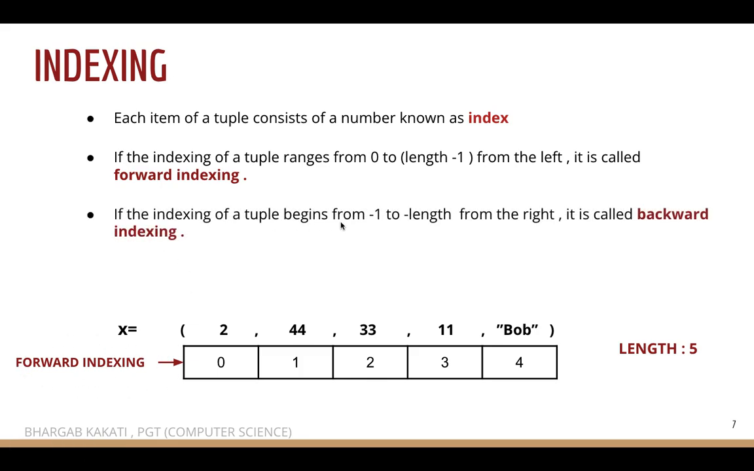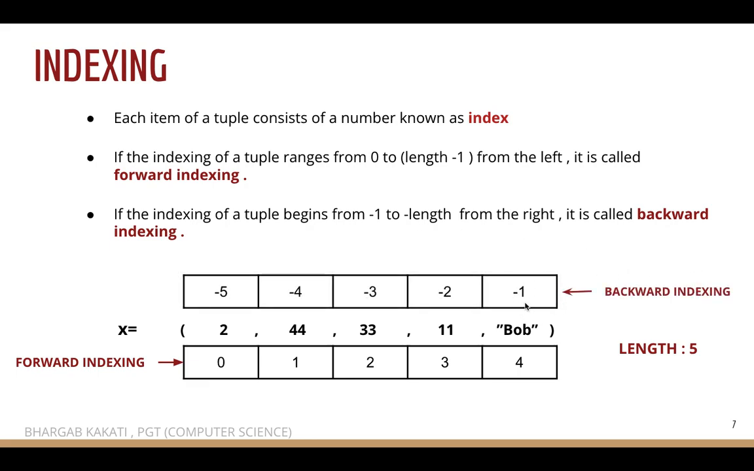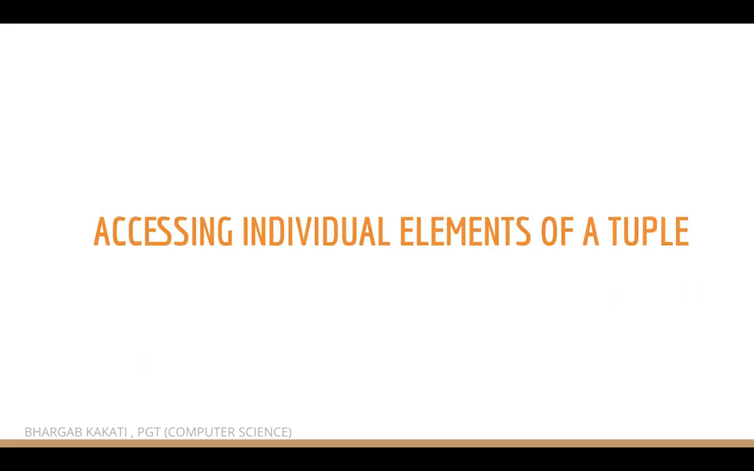Similarly, if the indexing of a tuple begins from minus 1 to minus length from the right, it is called backward indexing. So if the indexing begins from the right, from which number? From the number minus 1, and it goes up to minus length. What is length? Length is 5. So if it goes till minus length, it is known as backward indexing. So this is how indexing is done in a tuple. You need not do it manually. As you create a tuple, the indexes will automatically be assigned. This is how they are assigned.